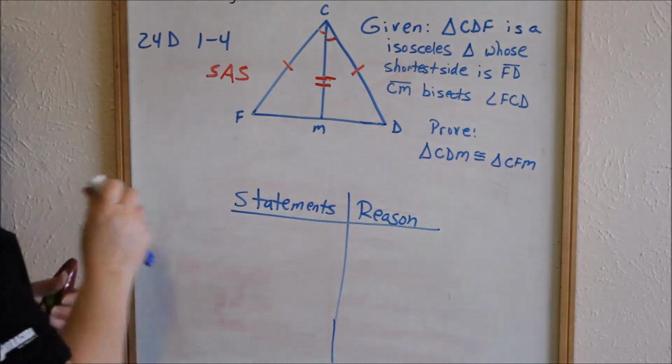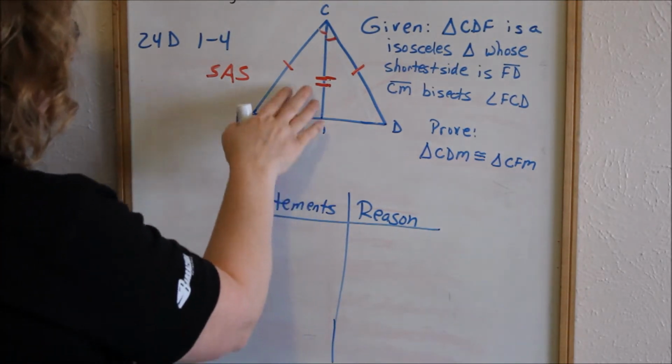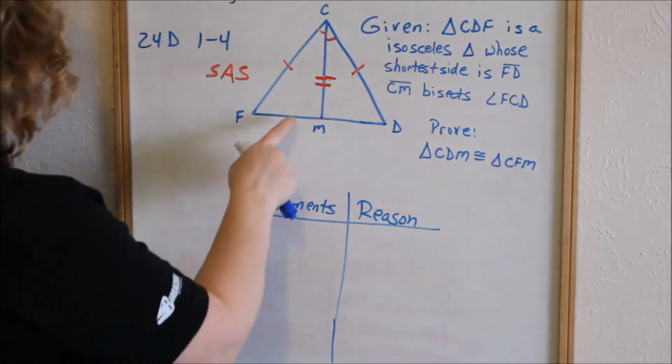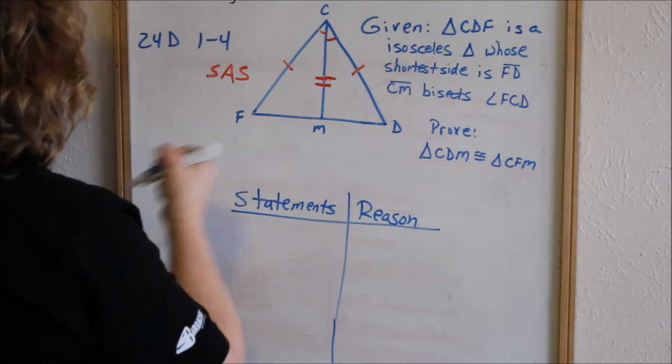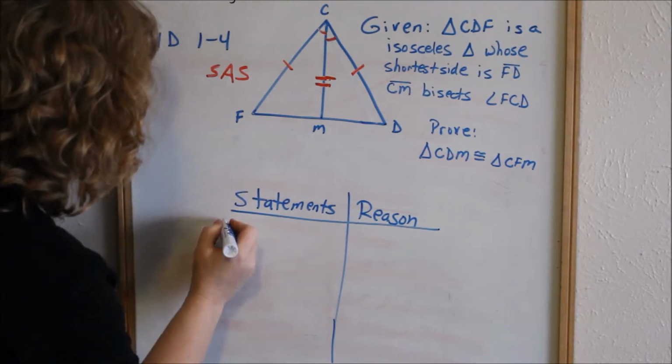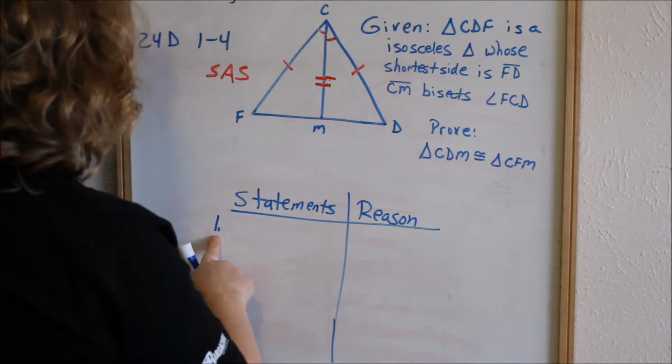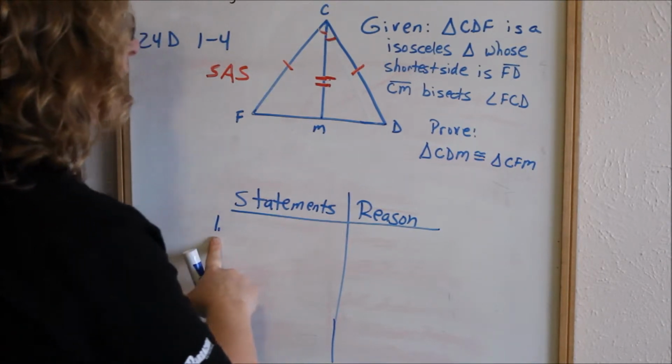Okay, now I'm ready to make a statement about everything that I have marked in my picture. If you mark your picture correctly, it will be easier to make the statements. The very first statement you always make is anything that is in your givens. You have to say your givens first and enter those into evidence first.